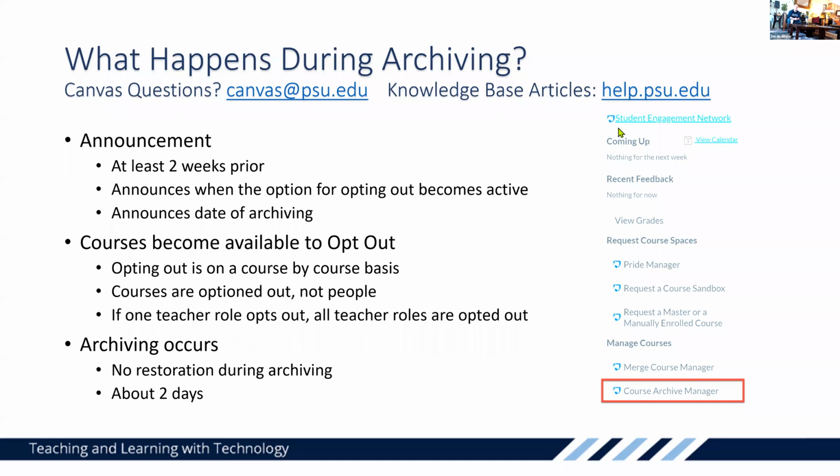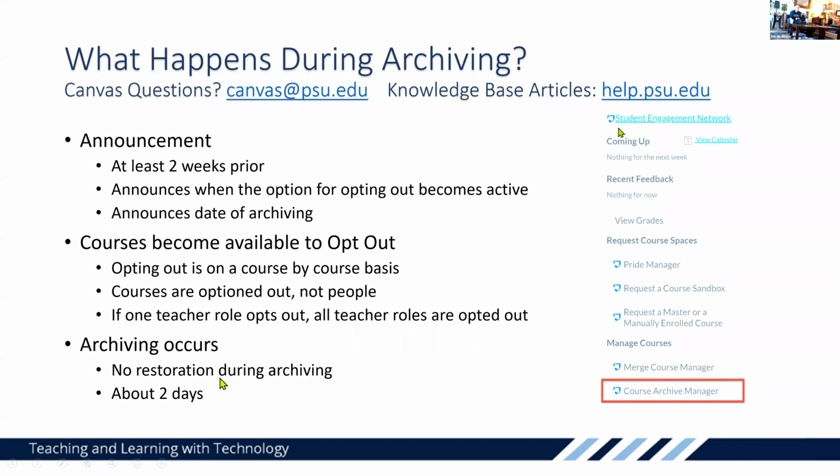So if you have several instructors and one person opts out of archiving, it is opted out for all teacher roles for that particular course. So if you're teaching with someone else and they opt out, but you don't want to, it's opted out. That's just the way technically it has to be structured.